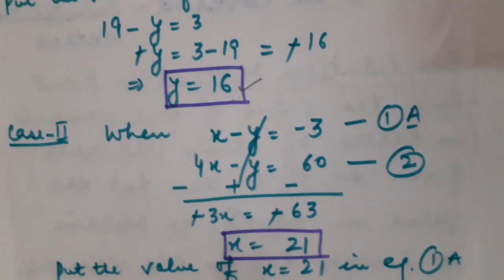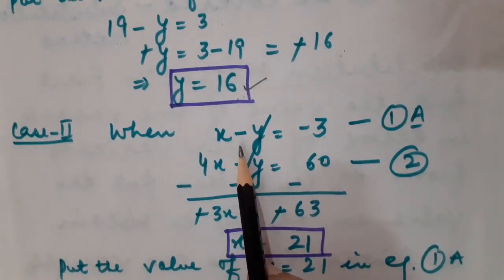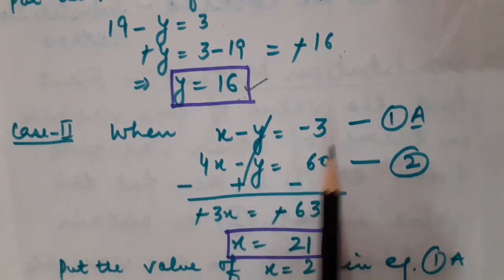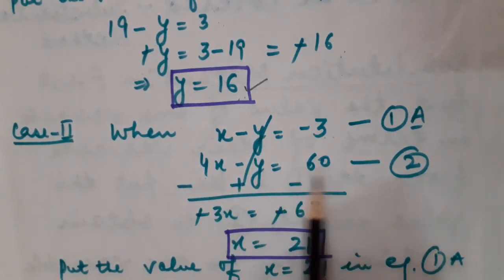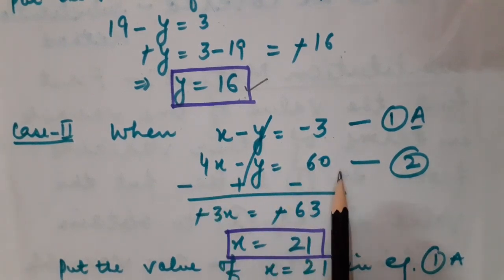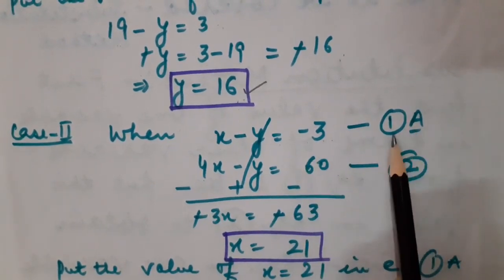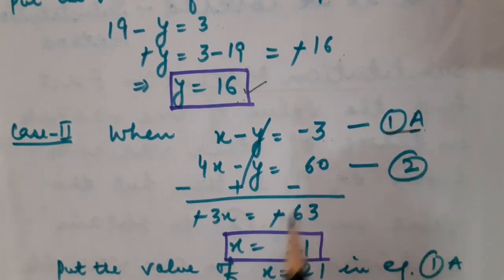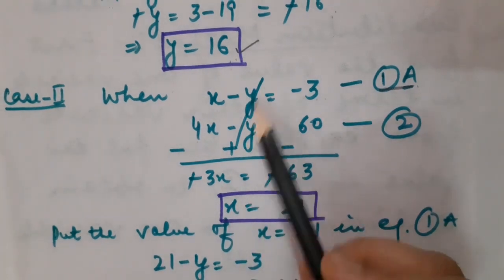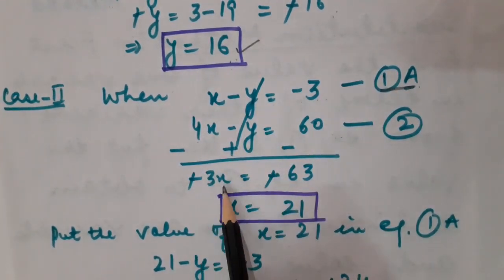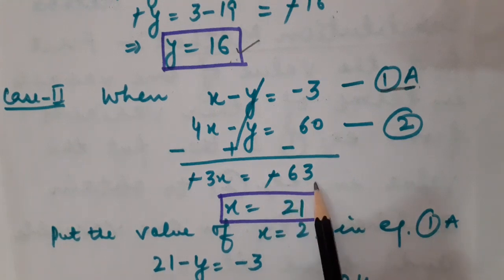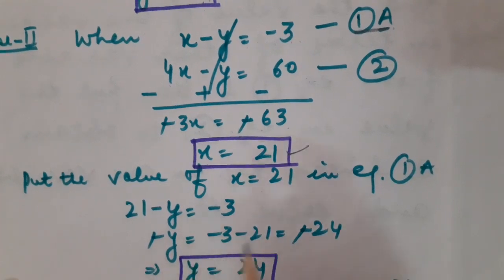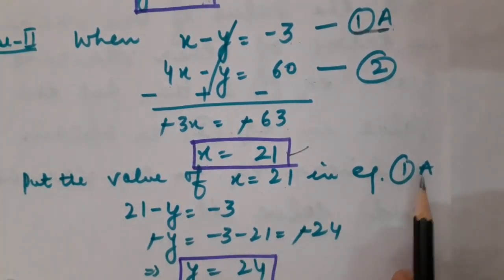Understood? Now in case 2, we have to use another equation that I have told you. How did I form it? x minus y is equal to minus 3. Second equation, no change, will be written as it is. Now I am subtracting equation number 2 from equation number 1. Here children, I have given the other equation this name, that is 1a. Fine. So minus y and plus y will be cancelled with each other. You will be getting minus 3x is equal to minus 63. So what is the value of x? 21. Put this value of x, that is 21, in equation number 1a.